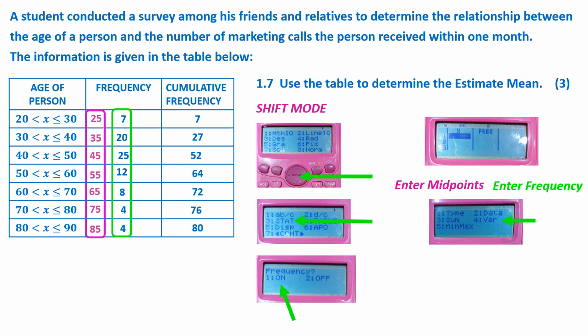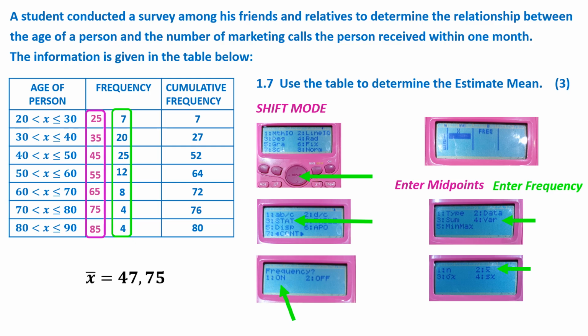So shift 1, then VAR, and you choose number 2, your median, and the mean. And the mean in this data will be 47,45. So it's usually a 2 or 3 mark question for one answer only, because it's going to take you quite a bit of time to enter that data. So for mean, we're going to enter the midpoint of the interval, and we're going to change the frequencies, and we end up with 47,75.